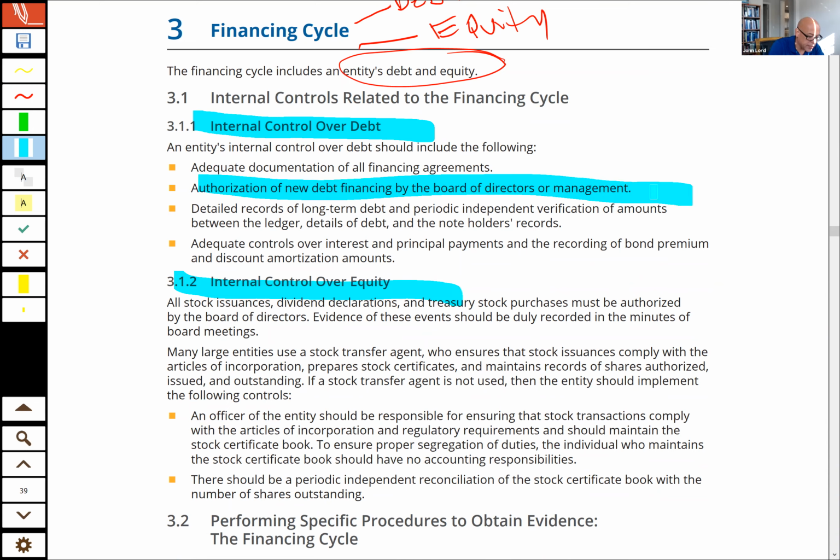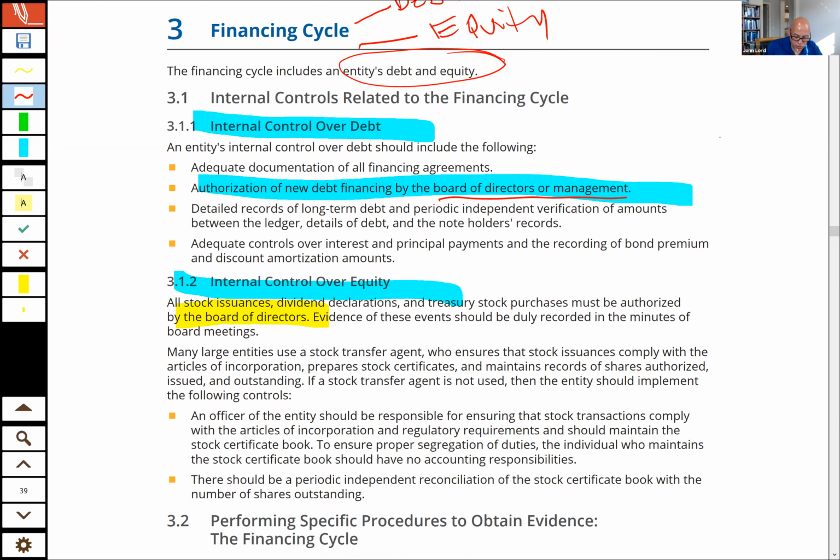Okay, now we look to see that there's authorization of new debt. And look, if you're going to encumber the company with debt, that's got to be at a high level of the organization, the board of directors. Okay. Internal controls over equity. Again, if a company is going to issue ownership of the company, then we're going to be looking at high levels of the organization, the board of directors.